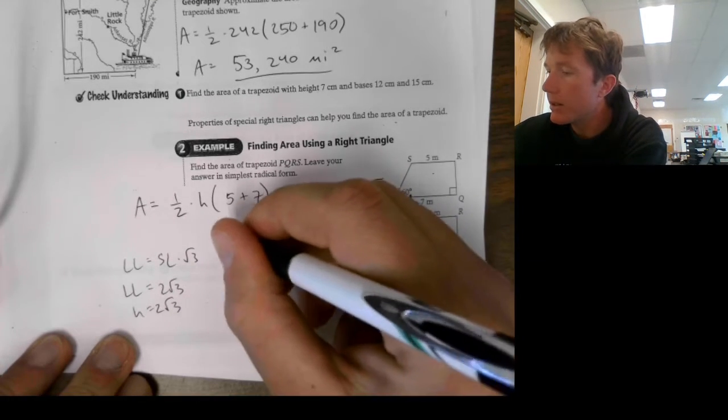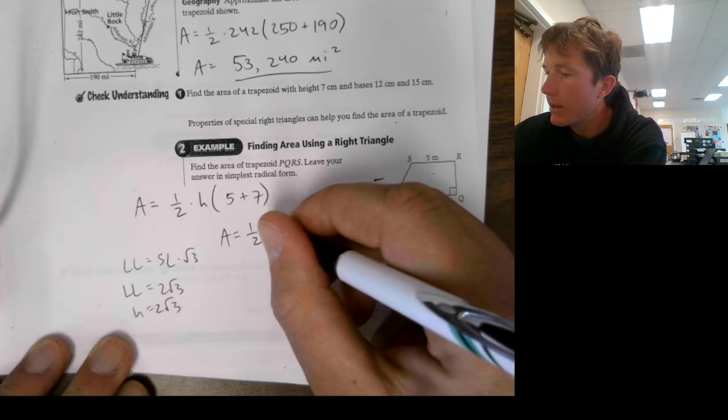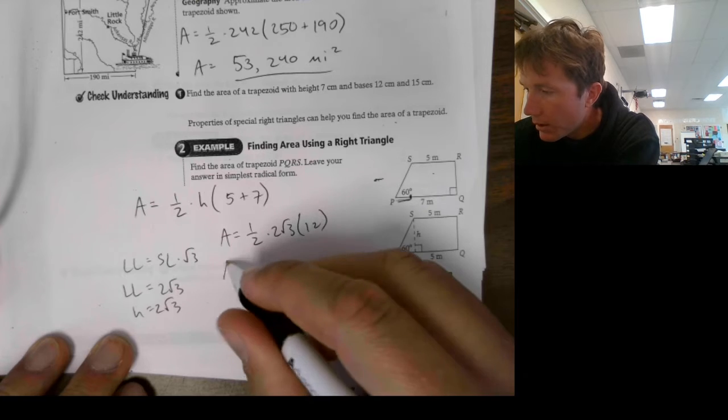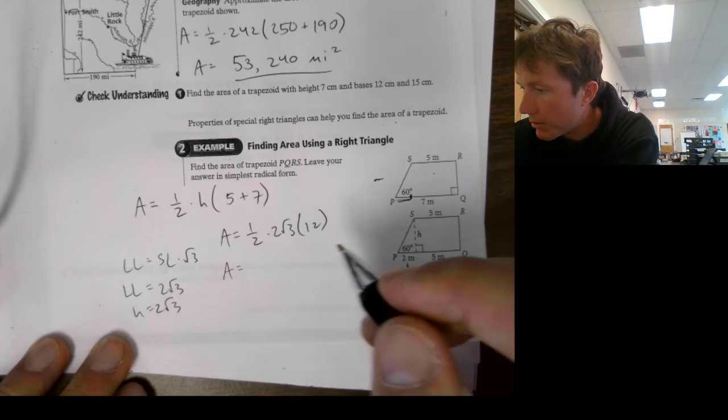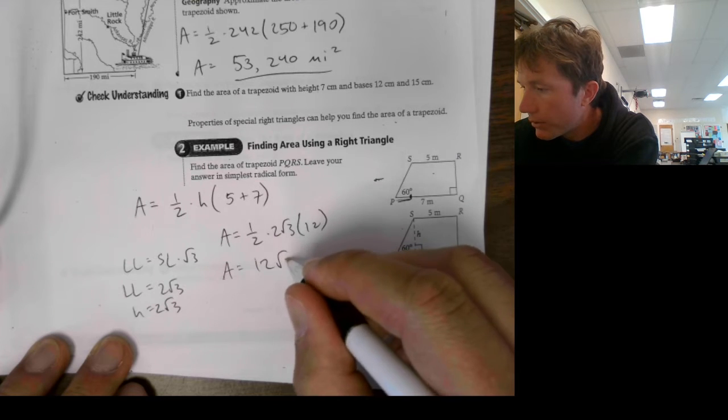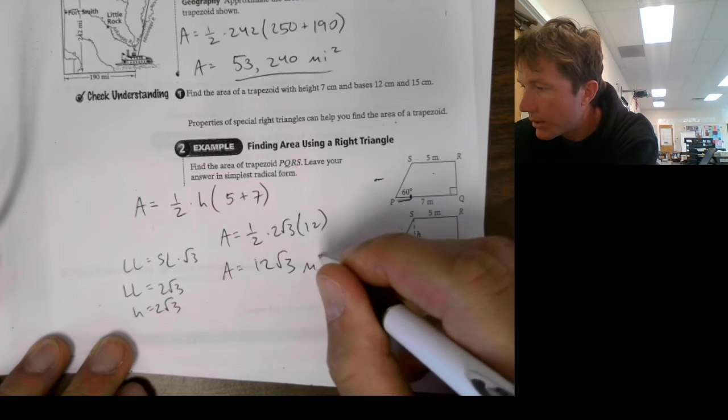So my area is going to equal 1/2 times 2 root 3 times 12, which is, they want it in simple radical form. That'll be 12 root 3 meters squared.